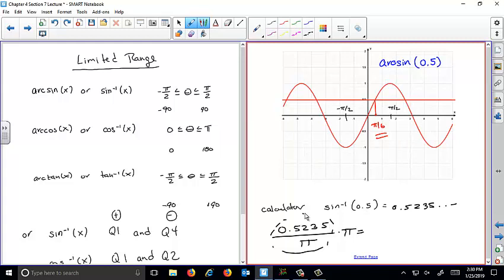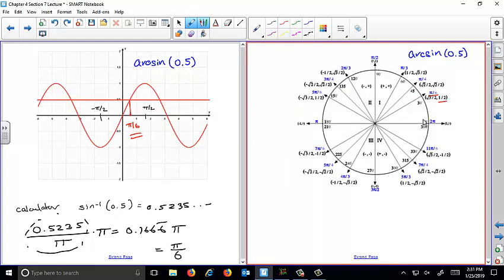So I take the answer, I divide by pi, I get 0.1666 pi, which is pi divided by 6. And you can see that on the unit circle, what angle has a sine of 0.5. So you remember that y-coordinate is the sine. So you come up here, is there any of these points where the y value is a half? Oh yeah, there it is. What's the angle? 30 degrees, pi over 6. So that's how you would do it using the unit circle.